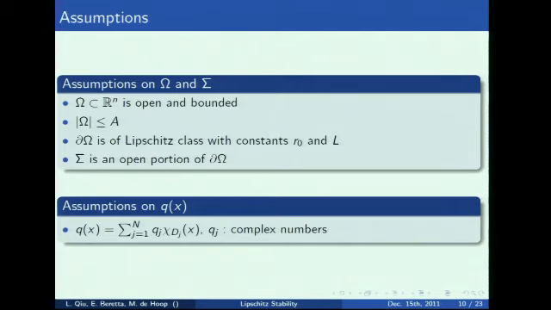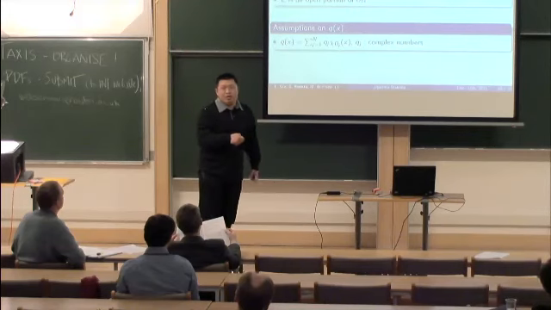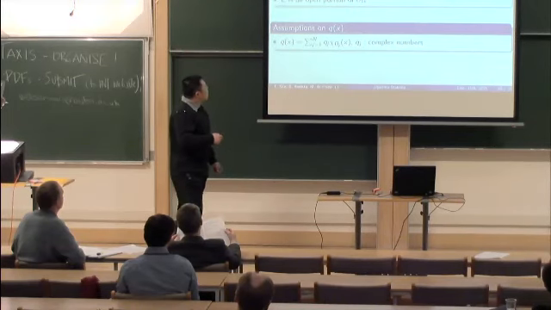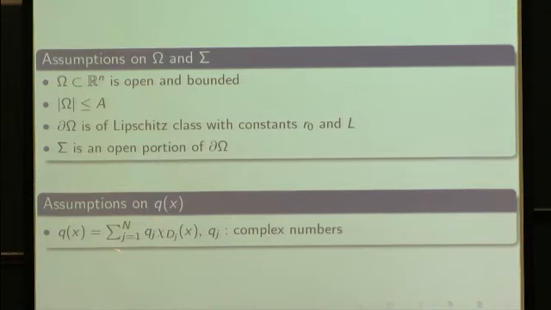Those constants R0, L, and A will show up in the stability constant. And here sigma is the open portion of the boundary of omega, which is accessible to us. And the assumptions on this potential are easy to read, but very restrictive, actually. That's our first shot to touch this question here.